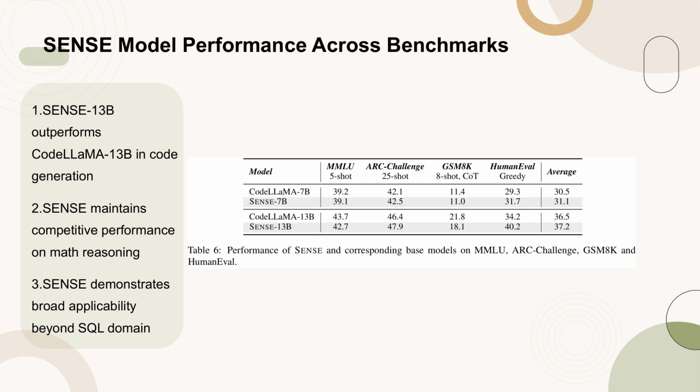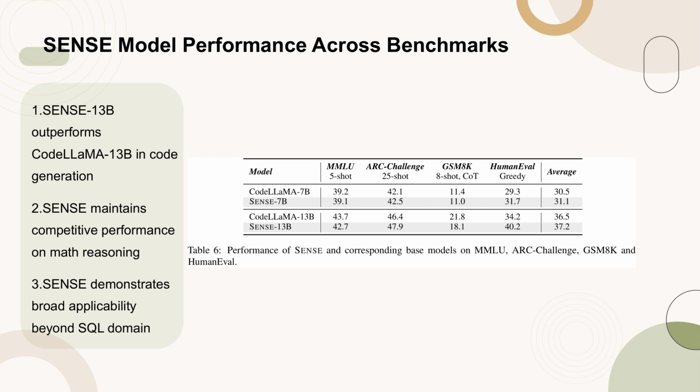Table 6 presents the performance metrics of the Sense model and its corresponding base models across several benchmarks. MMLU for language understanding, ARC Challenge for common sense reasoning, GSM-8K for math reasoning, and Human Eval for code generation. Notably, the Sense13B model shows significant improvement in code generation performance compared to its base model, Code LLM-A13B. Additionally, Sense maintains competitive performance on math reasoning tasks, highlighting its versatility and generalization capabilities across various tasks beyond the SQL domain.